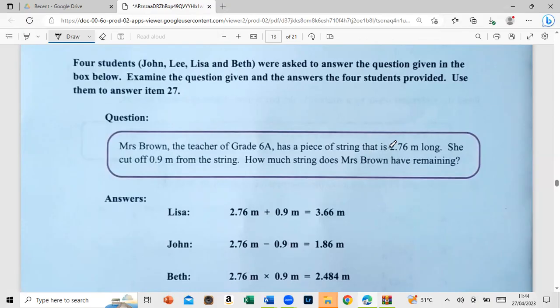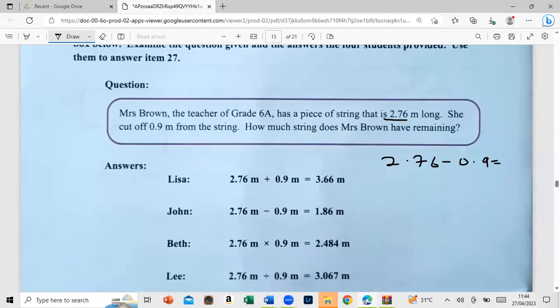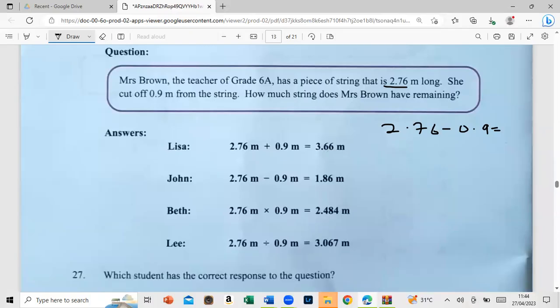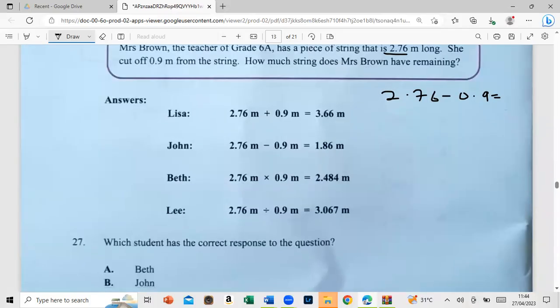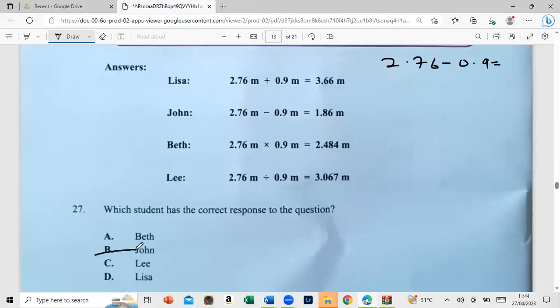So if it measures 2.76 and you cut off 0.9, I would subtract. That's my approach. Let us see if there's anyone that says that. Lisa says 2.76 plus that, 3.66. That would not be correct because we want what remains. John, I'll go with what John says. Which student is correct? Yeah, John. So that would be B.